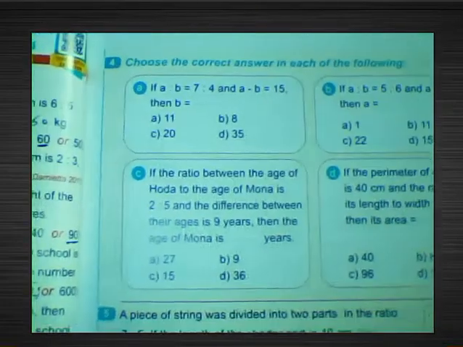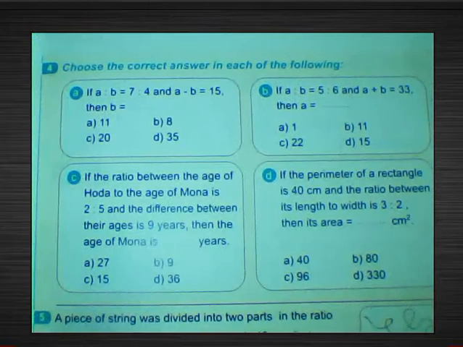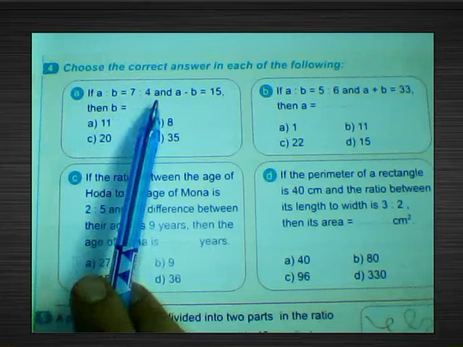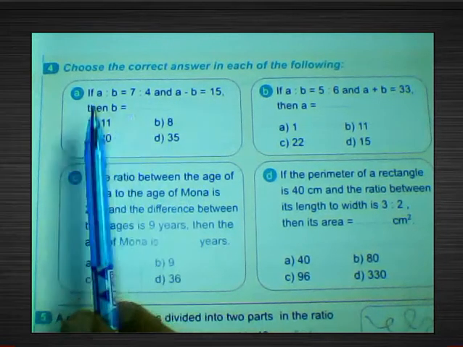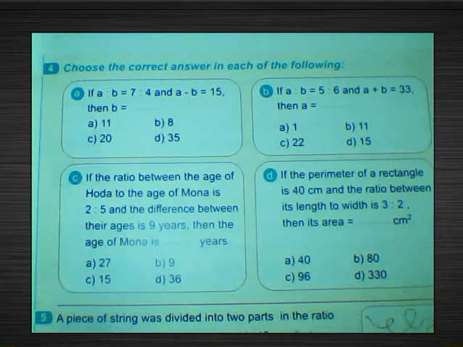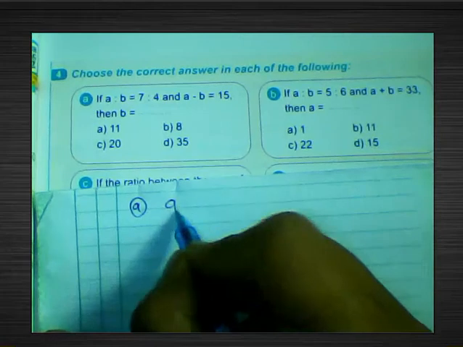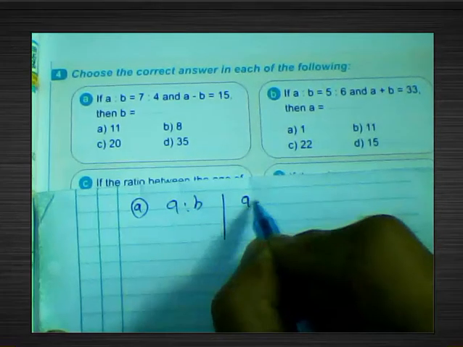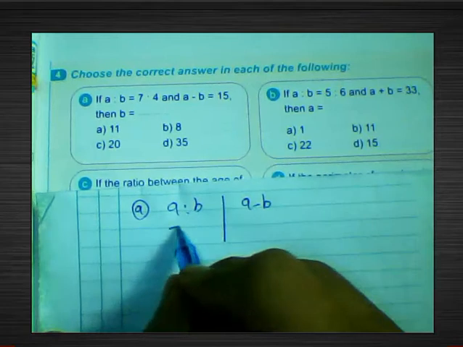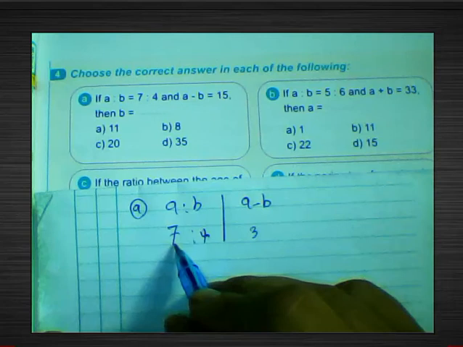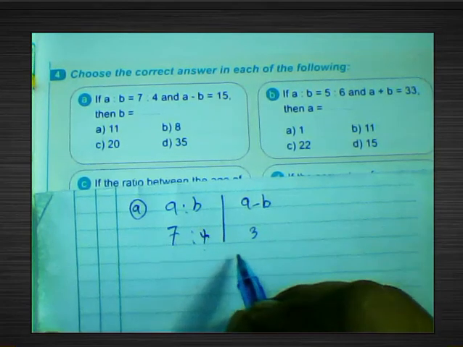Question 4. Choose the correct answer in each of the following. If A to B equals 7 to 4 and A subtract B equals 15, then B equals blank. Who can solve it? We can solve it by the ratio between A and B and the difference. Look with me. A to B and A subtract B: 7, 4 and 3. A subtract B equals 3, and the difference will be 15.